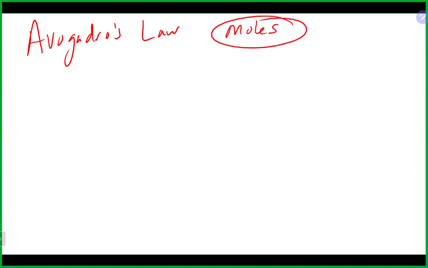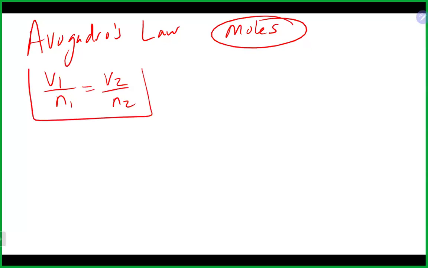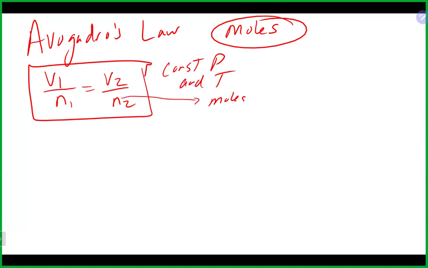Moles. Yeah, so it would make sense that his gas law involves moles. So Avogadro's law is V1 over N1 equals V2 over N2. And this is actually at constant pressure and temperature. N here is actually the moles. So in gas laws, N equals moles.